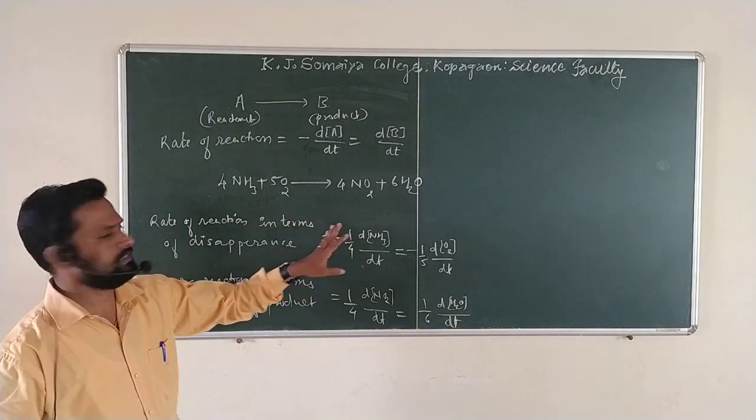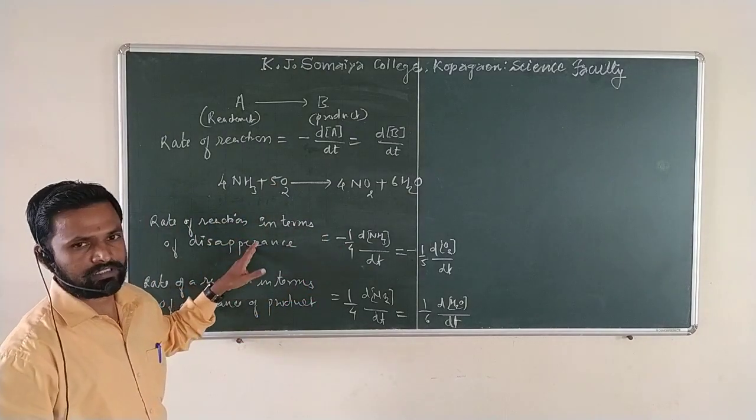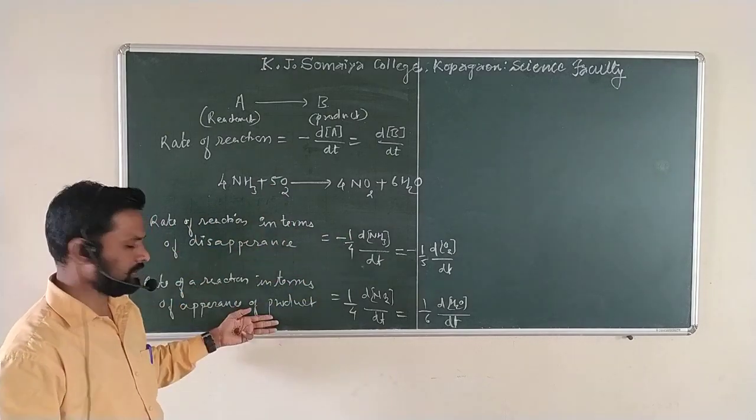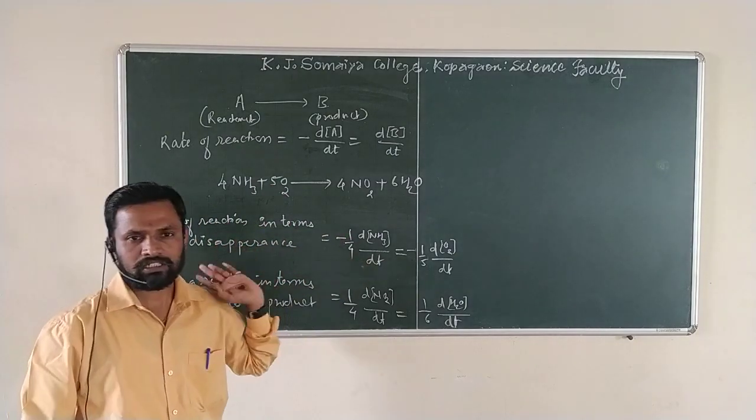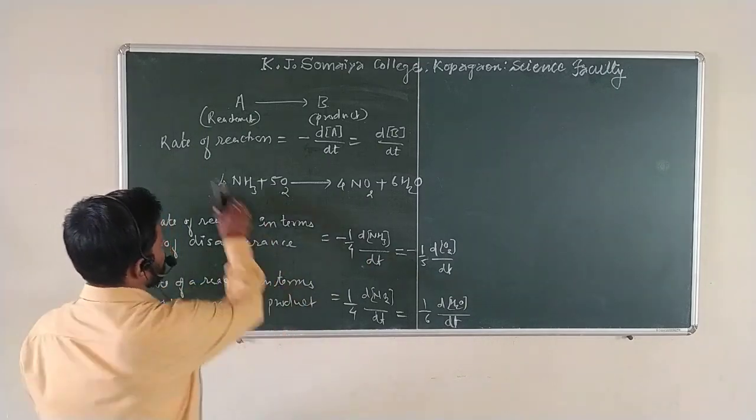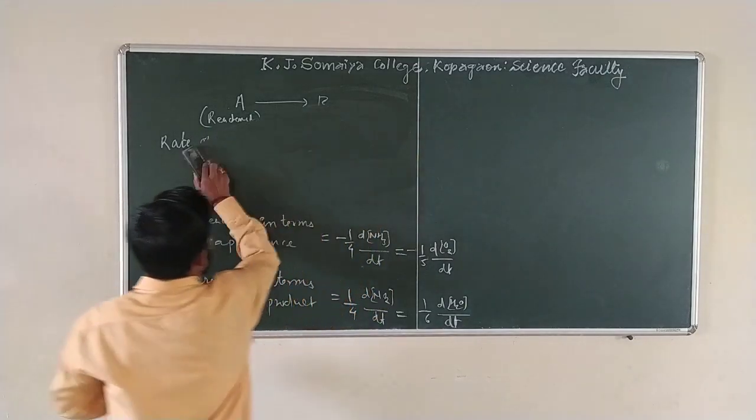For any chemical reaction, we can write rate of reaction in terms of the appearance of the product, in terms of the disappearance of the reactants. Okay. Next we will go.